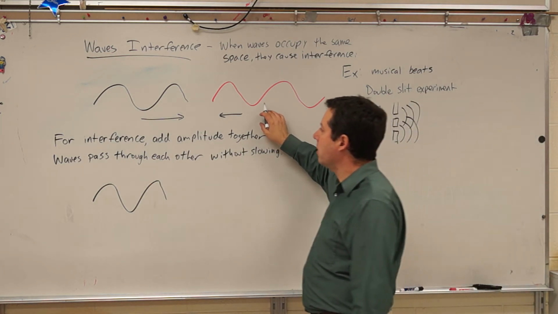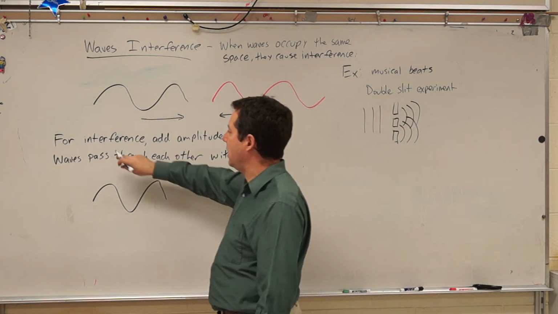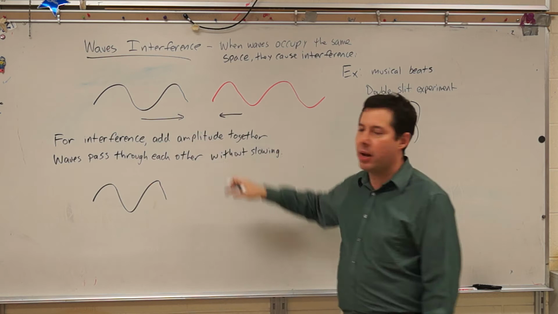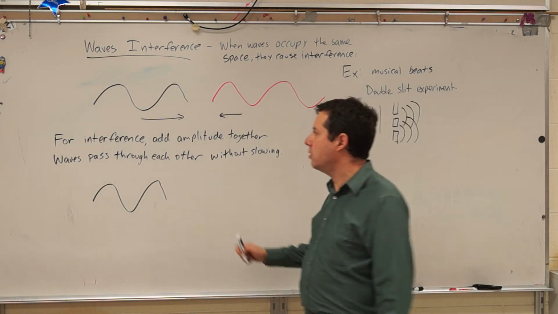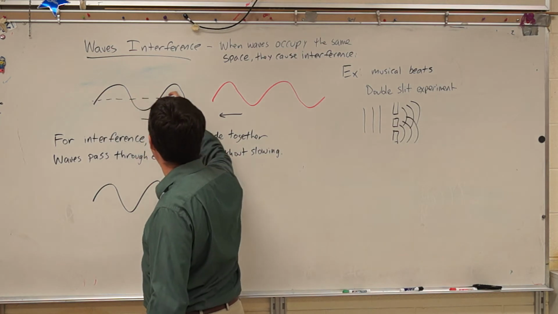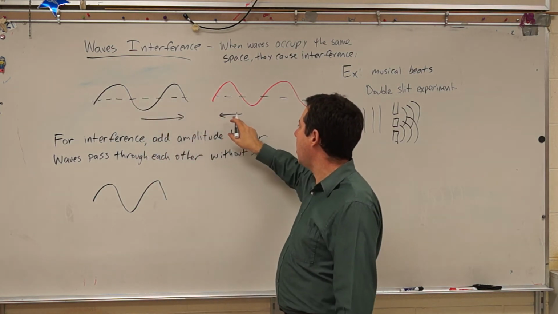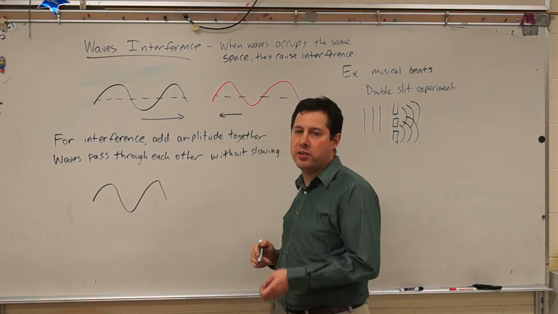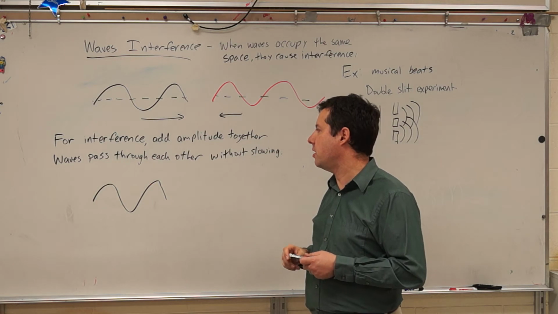Take an example here. When two waves pass through each other or pass through the same space, you have to add their amplitudes together. Sometimes the amplitude is going to be high and sometimes it's going to be low. Just keep in mind that it's always added from the middle. I have here a black wave that's moving to the right and a red wave that's moving to the left. I kept them separate colors just to make it easier for you to differentiate.